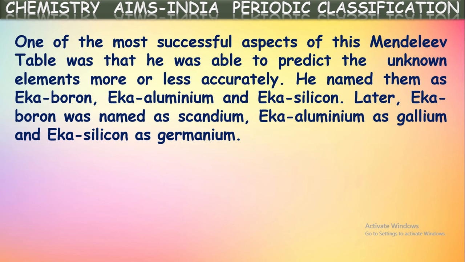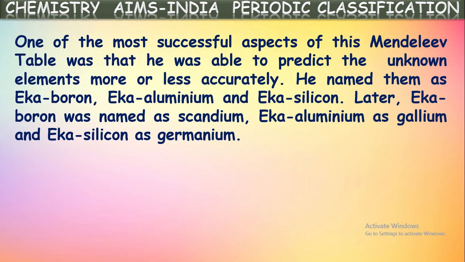For example, he left a place in his periodic table down to boron. He left a box there, a place in that column. As he left, scientists later discovered an element which exactly fits into that place. And he named that element Eka boron, meaning having similar properties as boron. As he expected, they found that element as scandium, and it has similar properties to boron.